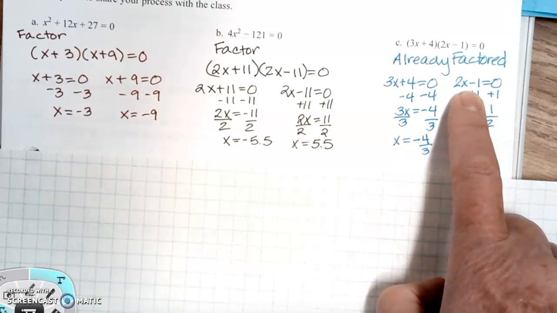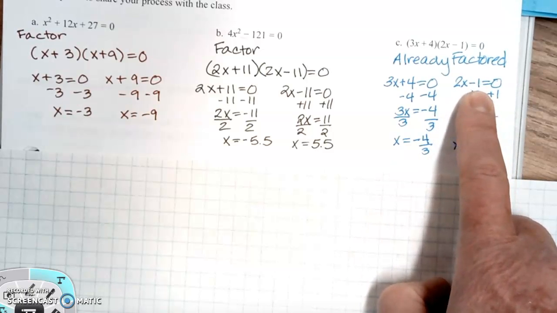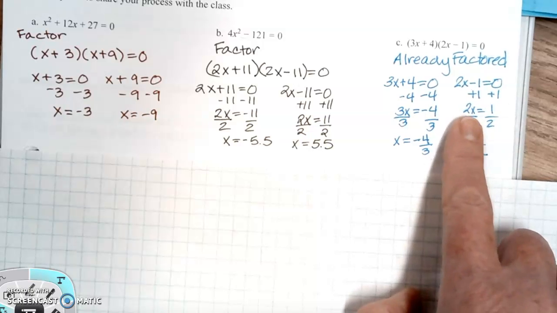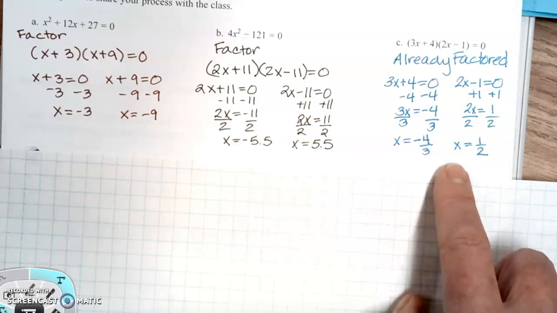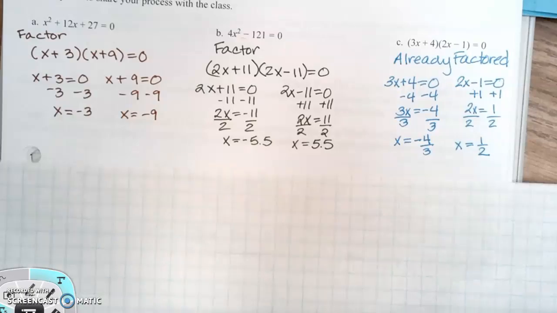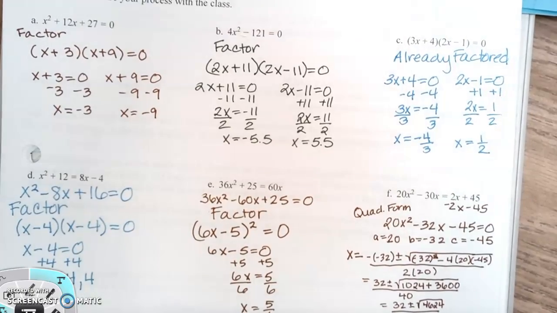For the one on the right, the inverse operation of subtracting 1 is adding 1. And then the inverse operation of multiplying by 2 is dividing by 2. And you can write those answers as fractions or decimals, right? Notice in D, I left it as decimals. In C, I left it as fractions. You can go either way, it's kind of a preference, okay? Any questions on A, B, or C? All right, let's check out D, E, and F.